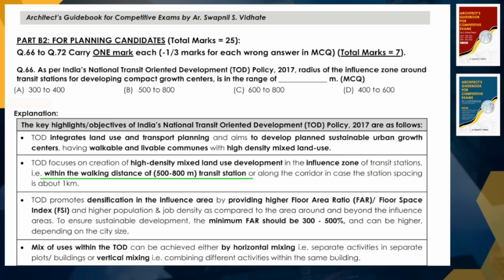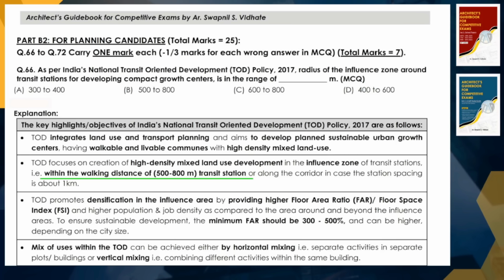What are the other goals of TOD? It integrates land use and transport planning, and aims to develop planned sustainable urban growth centers having walkable and livable communities with high density mixed land use. This is a very important aspect, high density and mixed land use. Then the third goal is TOD promotes densification in the influence area by providing higher floor area ratio, that is FAR, also called floor space index FSI, and higher population and job density as compared to the area around and beyond the influence areas, right?